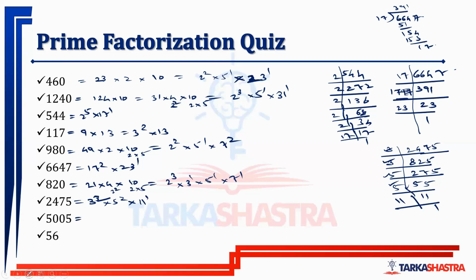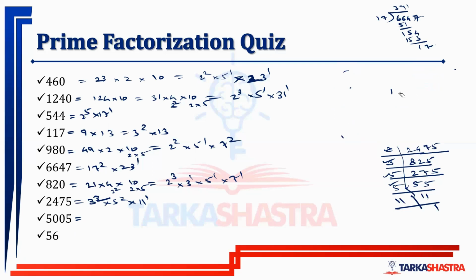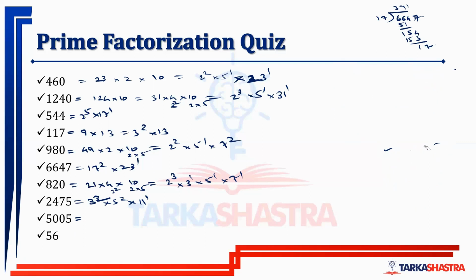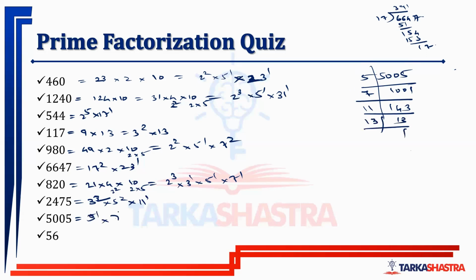Next, what we have is 5005. What do we understand from 5005? Let us try to understand that. Prime factorization: divided by 5, 1001. Now 1001 is not divisible by 3. Will it be divisible by 7? Yes. It will be divisible by 7. So if I divide by 7, 143. Then divisible by 11, 13. Then divisible by 13, 1. So this is 5 raised to 1, 7 raised to 1, 11 raised to 1, and 13 raised to 1.